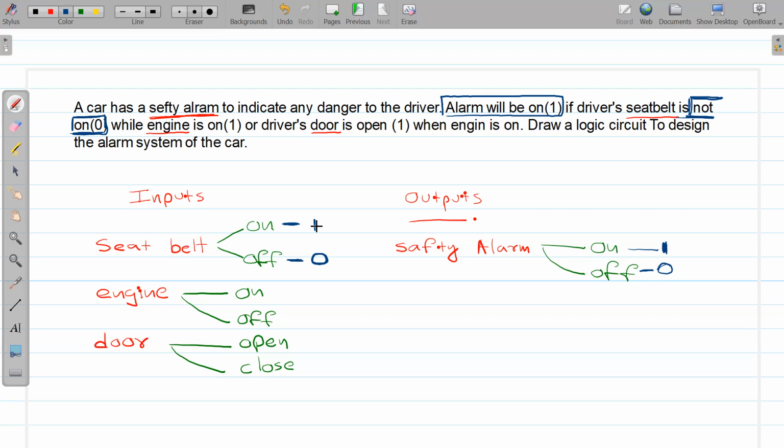Engine is on indicates by 1, so this is 1. This is 0. Right? Door is open indicates by 1. So open indicates by 1. Close indicates by a 0.